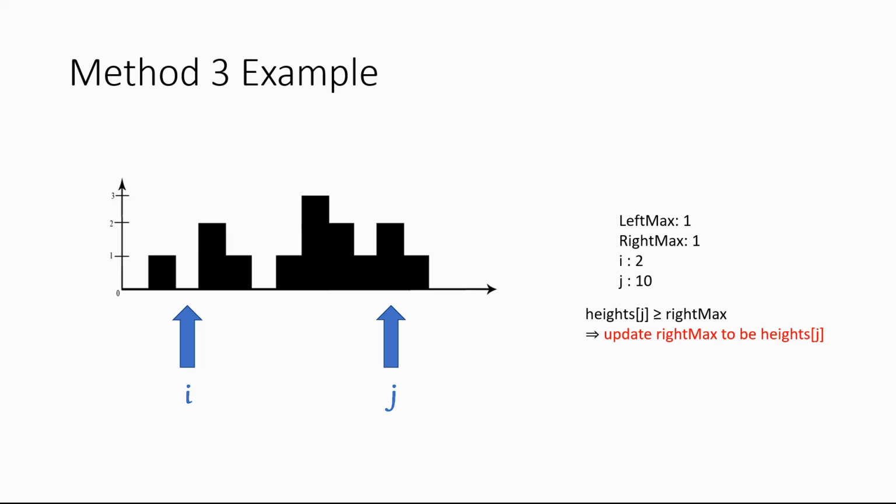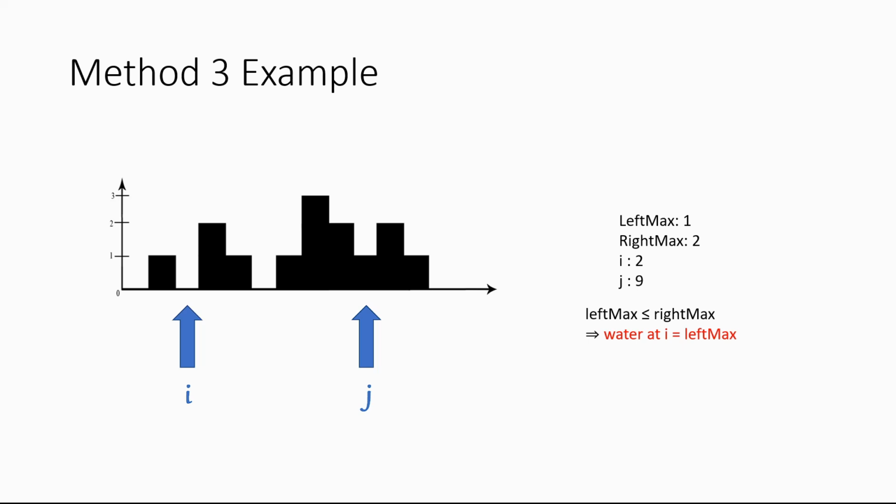Now the value at I is less than left max. However, the value at j, which is 2, is greater than right max, which is 1. So therefore we have to update right max to be height at j. So we decrement j and update right max.